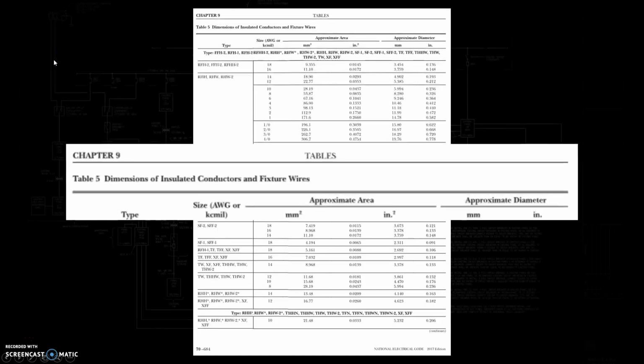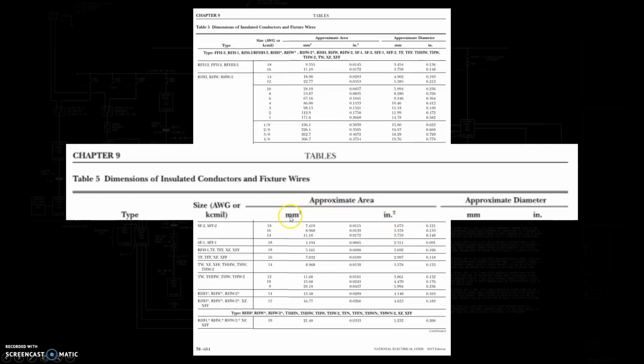So you can see on the top here the column headings are type of wire, so that's going to deal with what type of insulation we're using. Then we have the size of wire in American wire gauge or KC mil, so that's where you have your number 10, your number 12, number 14, your 250 KC mil, 500 KC mil, 1/0, 2/0, 3/0, 4/0, whatever it is. Then of most interest to us for this particular task is approximate area. So you see they show that in millimeters squared and inches squared. Again, we're working in inches squared here.